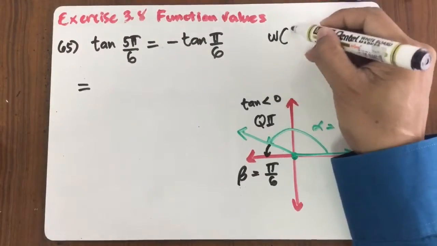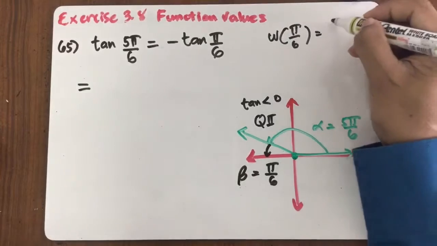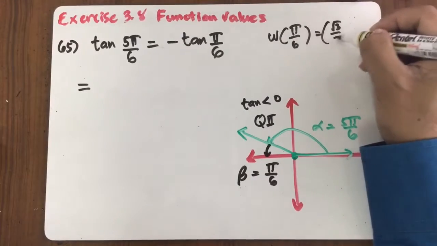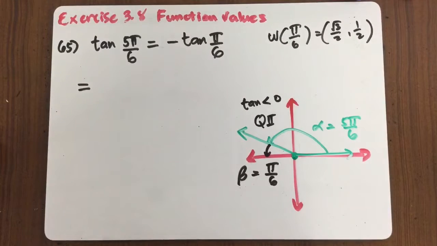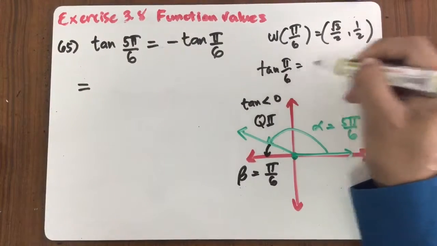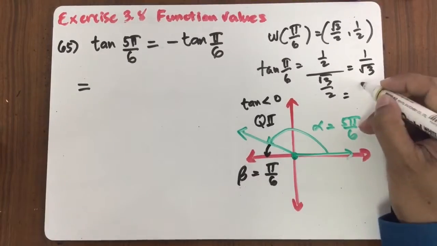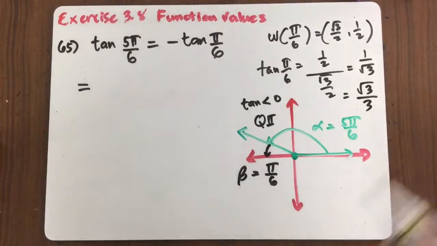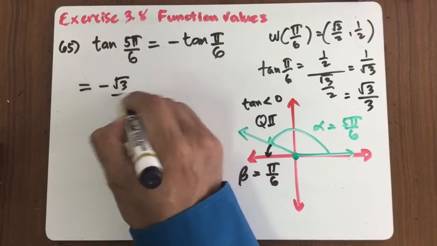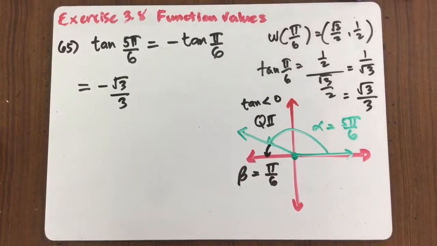Let us use our wrapping function to evaluate tangent of pi over 6. So, when t is pi over 6, W of pi over 6 is, yan ang coordinates ng ating point of intersection. So, tangent of pi over 6 is sine over cosine. It's equal to square root of 3 over 3. Tangent of 5 pi over 6 is the same as negative of tangent of pi over 6, which is negative square root of 3 over 3.